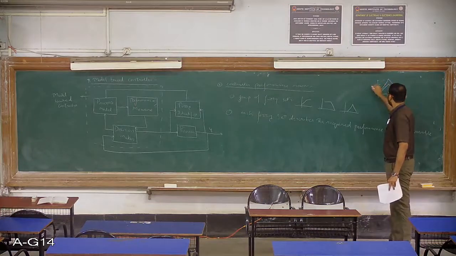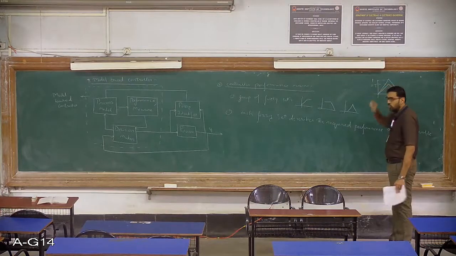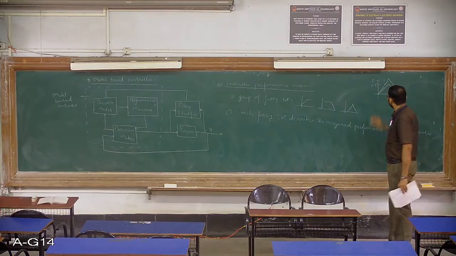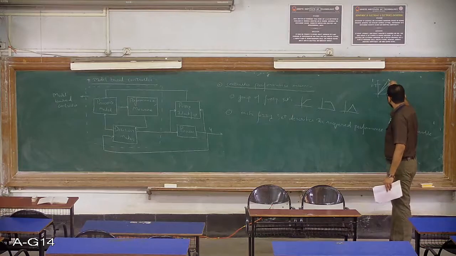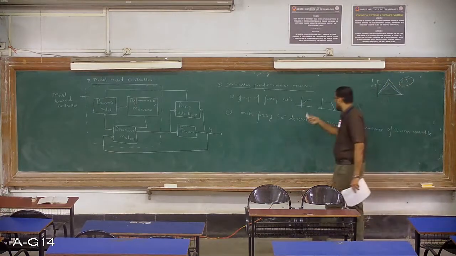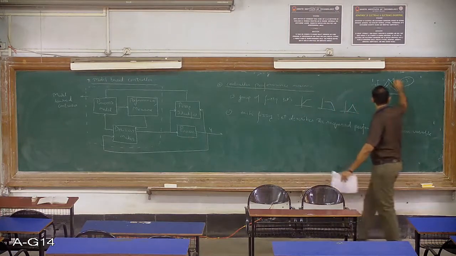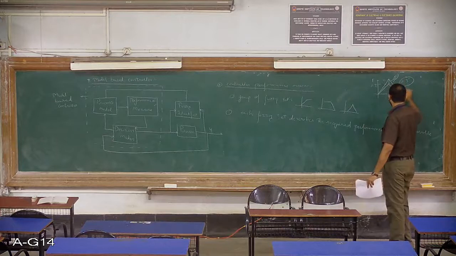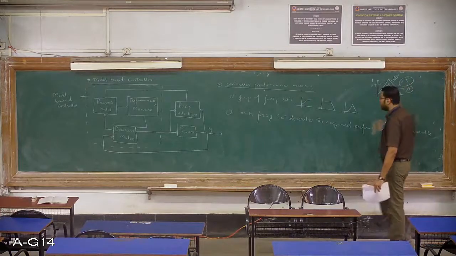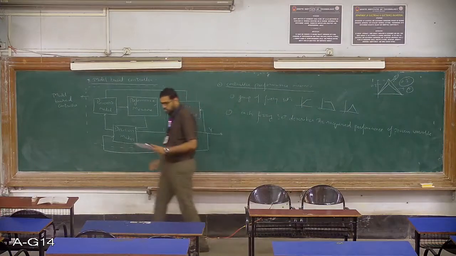If I compare, this is 0.7 and this is 1. The required should have been 1, but the actual one is 0.7. So it understands that there is an error of 0.3. So it will compare the actual with the required, the required performance being this and this being the actual, in order to understand the performance of the system.